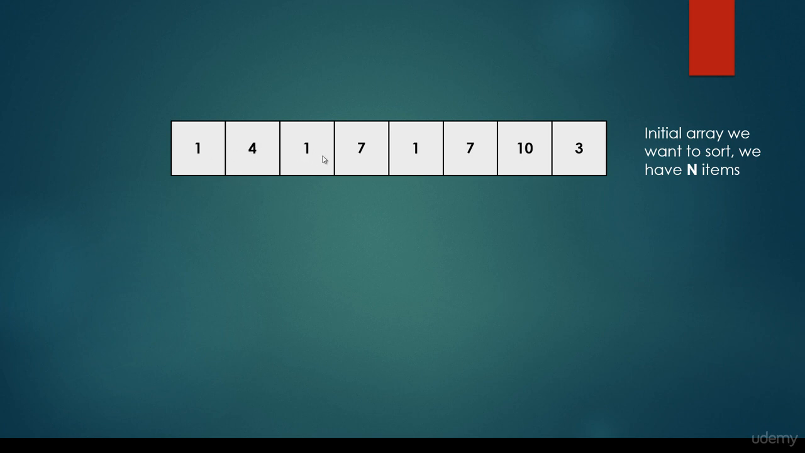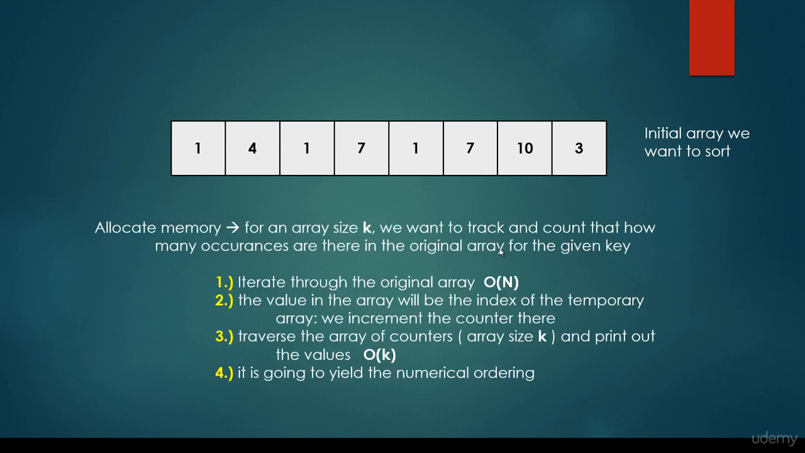So we have a one-dimensional array of integers 1, 4, 1, 7, 1, 7, 10 and 3. Okay, we allocate memory, so it's very important that this counting sort is not an in-place algorithm. We definitely need some additional memory. So we allocate memory for an array of size k. We want to track and count how many occurrences there are in the original array for the given key.